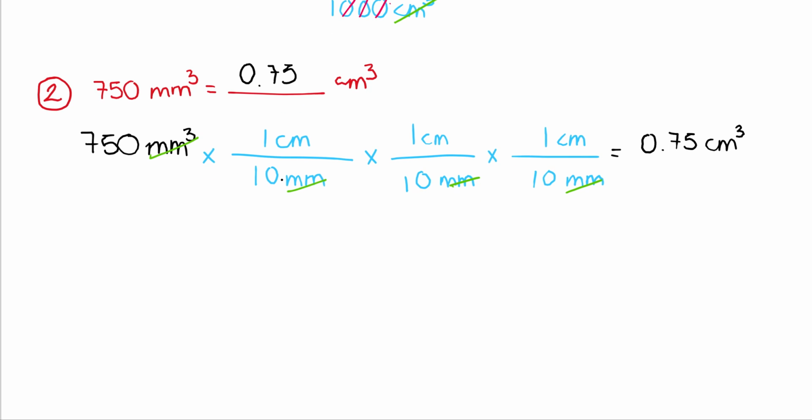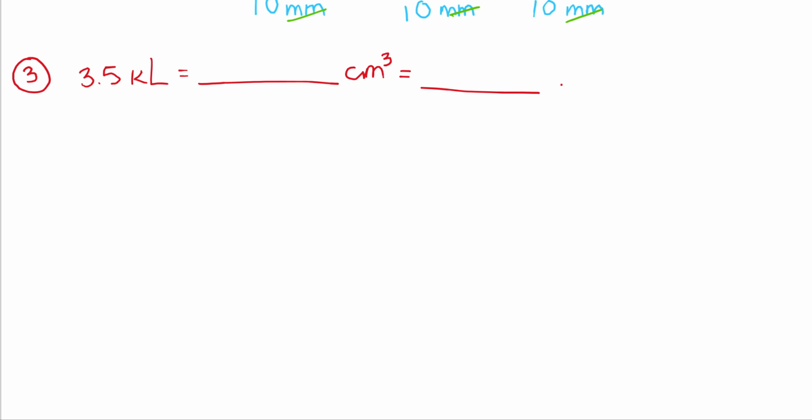Okay, the last example. So the last example says 3.5 kiloliters into how many cubic centimeters, and then that is equal to how many liters. So let's try to do it a little bit faster.